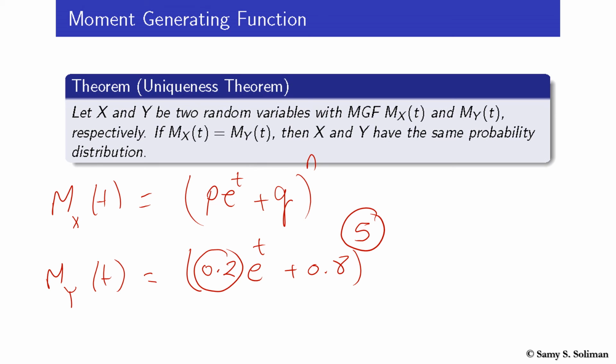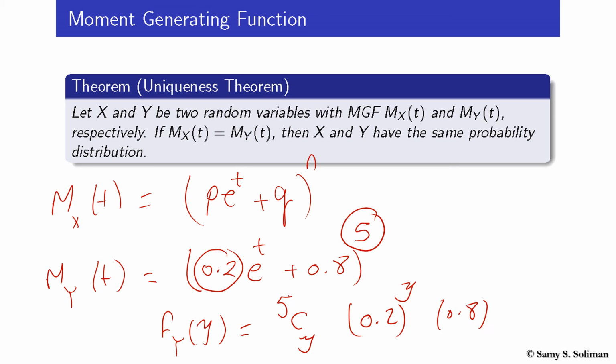So you can say that the PDF f_Y(y) for small y is equal to 5 choose y times 0.2 power y times 0.8 power 5 minus y. So this is the strength of the Uniqueness Theorem, which specifies that given a moment generating function, you can uniquely identify the probability distribution.